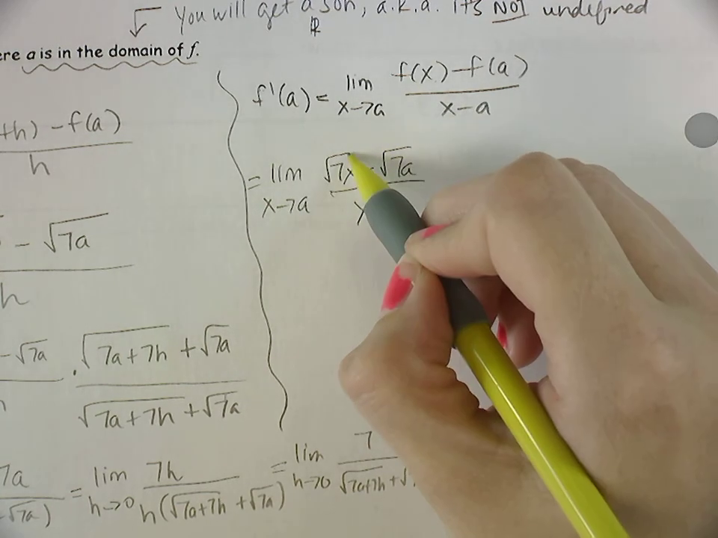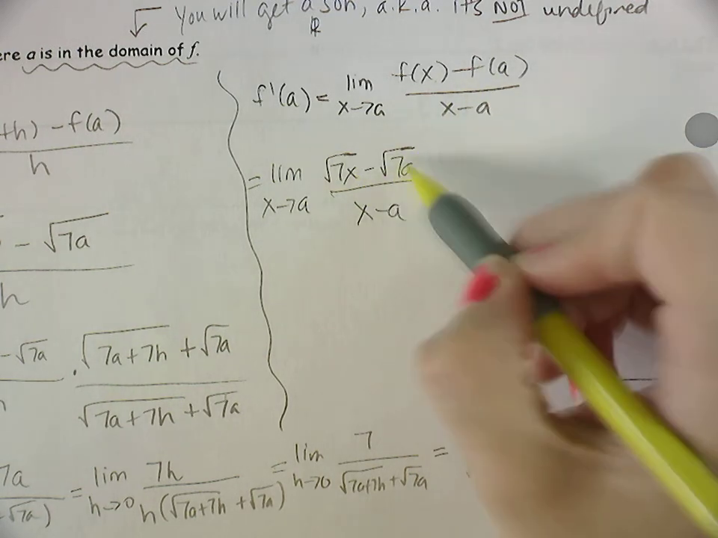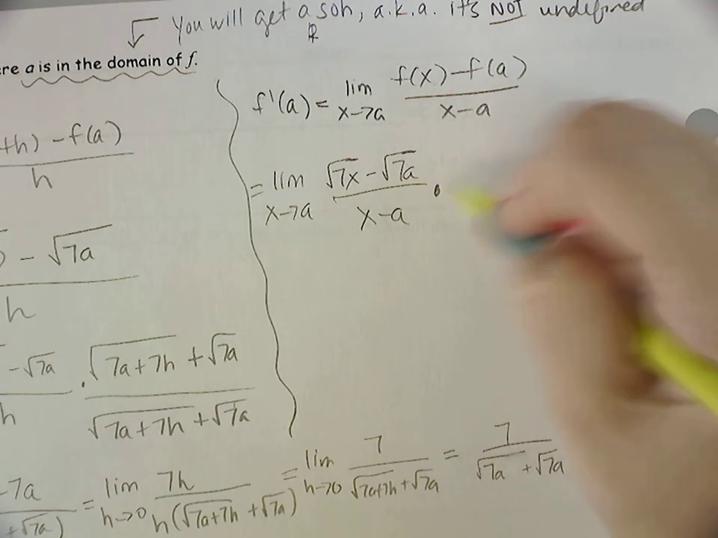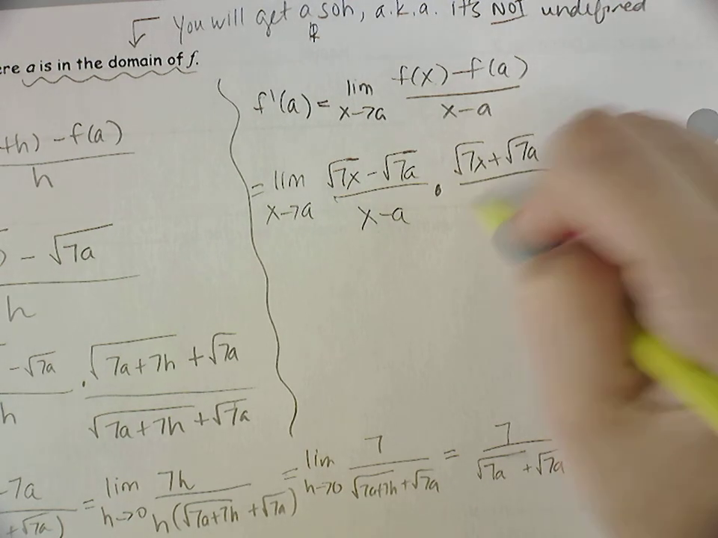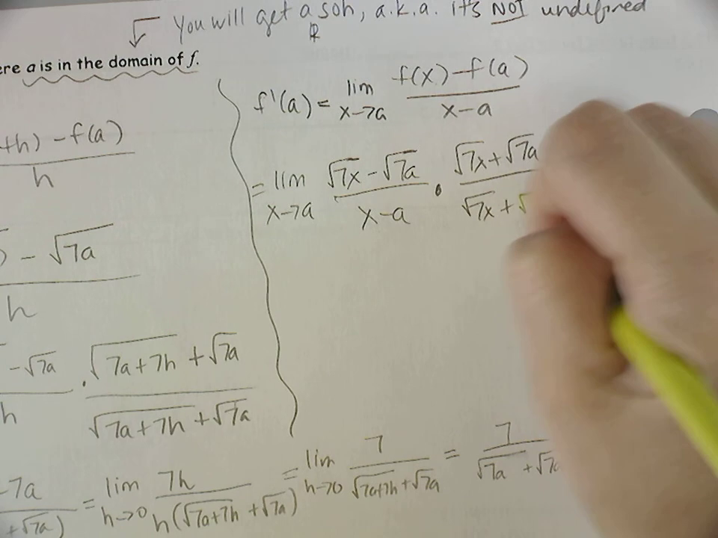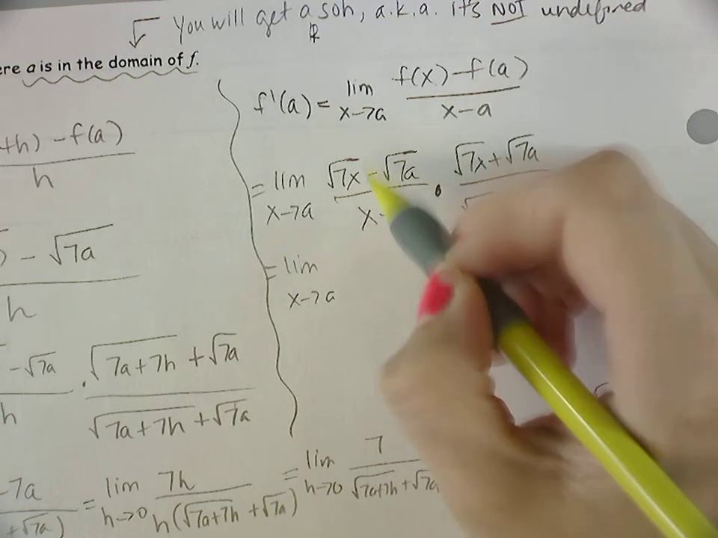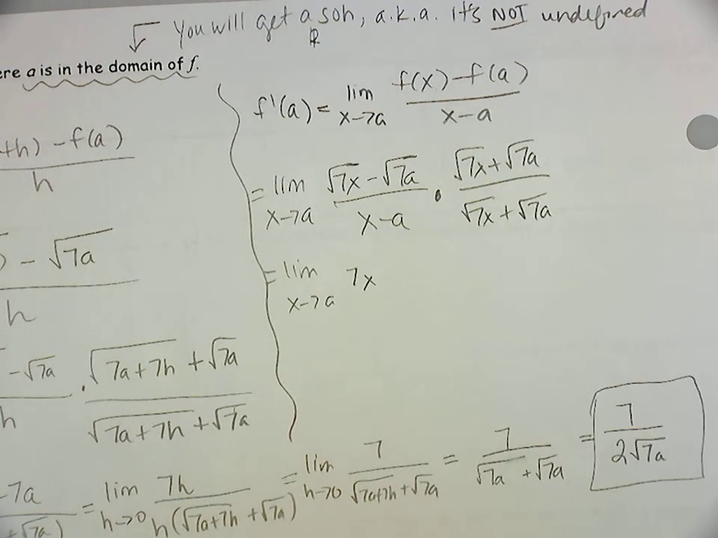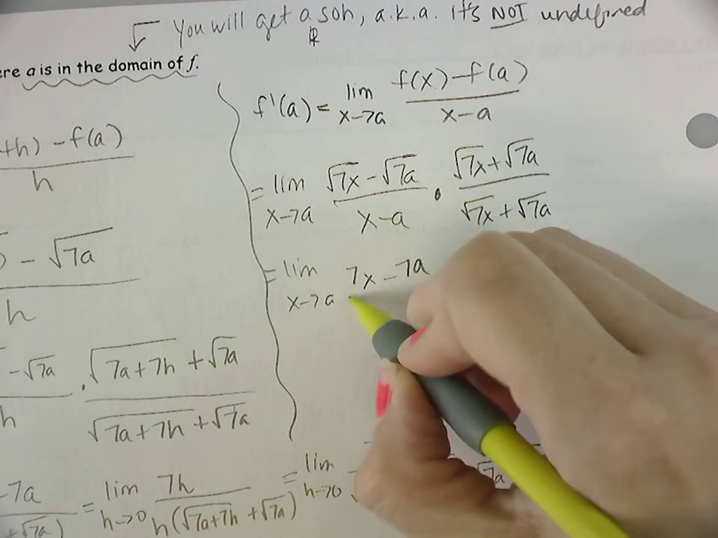Now you can't just factor out the square root of 7 here because the x is inside the radical. So what we need to do is rationalize. Same thing as before, we're going to multiply the top and the bottom by the conjugate so that we can rationalize. On the top, the square root of 7x times the square root of 7x is going to be 7x. The middle will cancel out because they're opposite, and then negative 7a times positive 7a is going to be negative 7a, and that will be over x minus a.